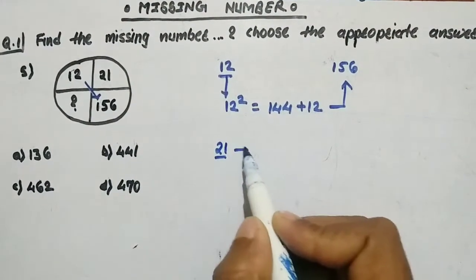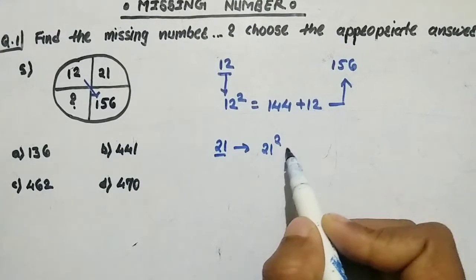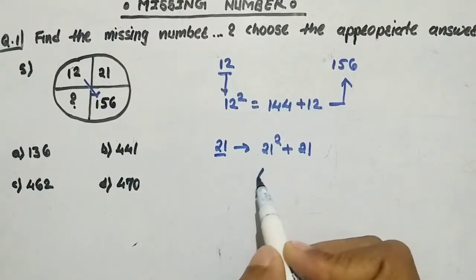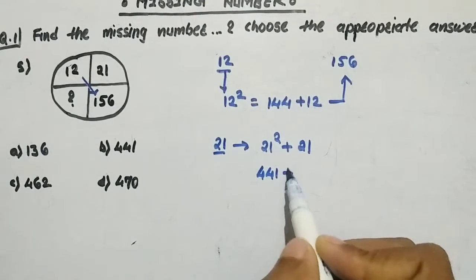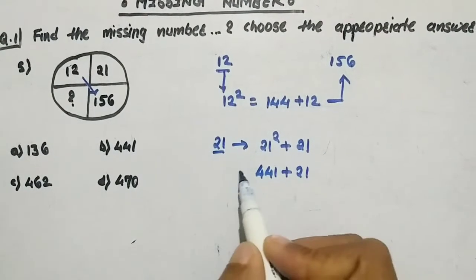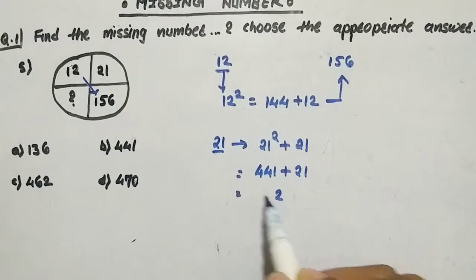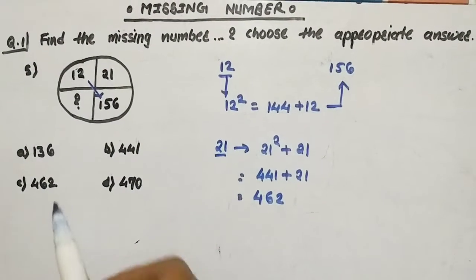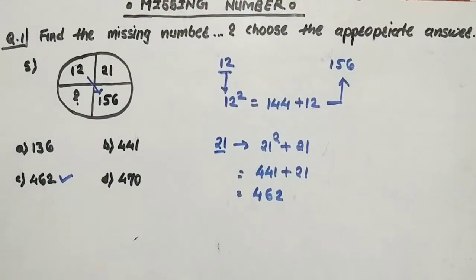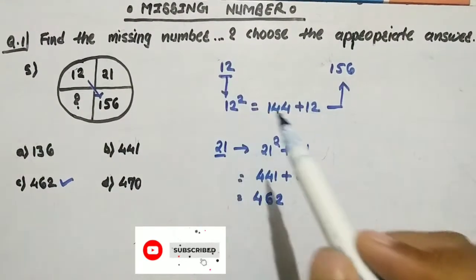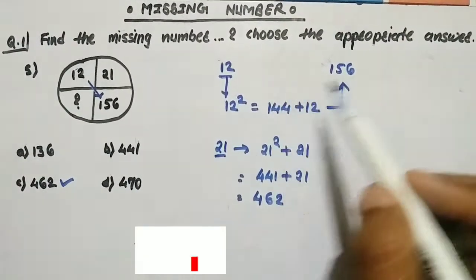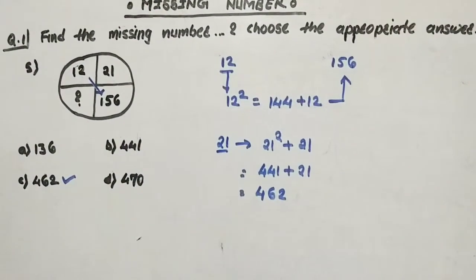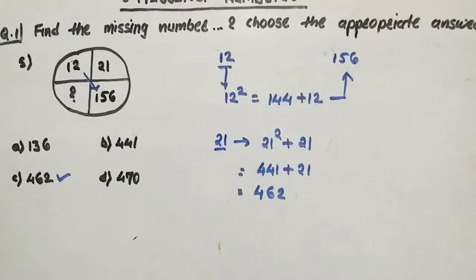So 21 square, and add 21. So 21 square is 441 and add 21. So that is 462. So option C is the correct answer. 12 is 12, 156. So 21, 462. I think this is clear to everyone.